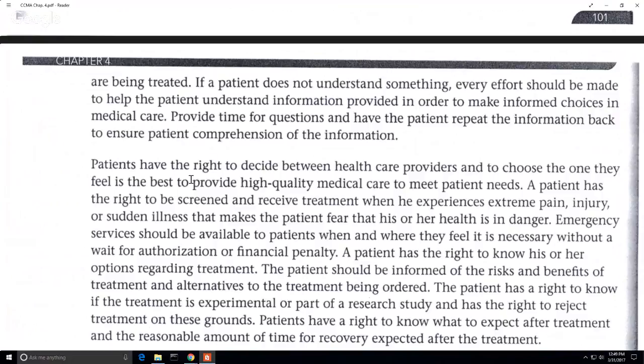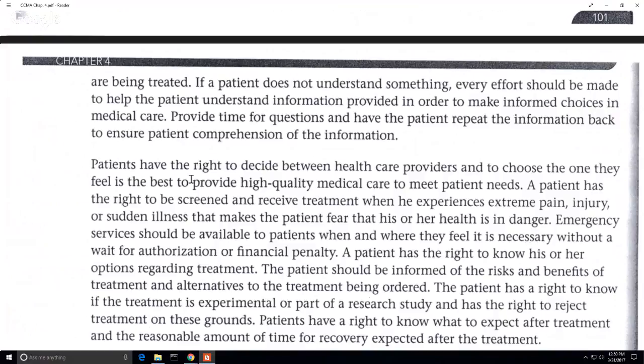Patients have the right to decide between healthcare providers and to choose the one they feel is the best to provide high quality medical care to meet patient needs. A patient has the right to be screened and receive treatment when he experiences extreme pain, injury, or sudden illness that makes the patient fear that his or her health is in danger. Emergency services should be available to patients when and where they feel it is necessary without a wait for authorization or financial payment.